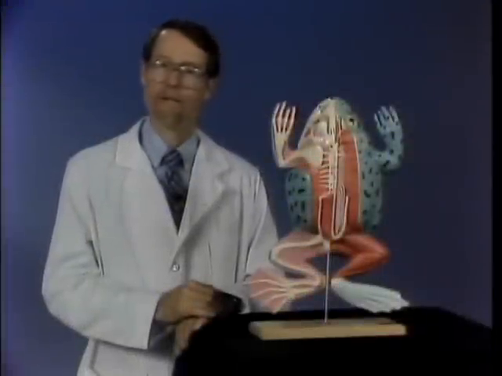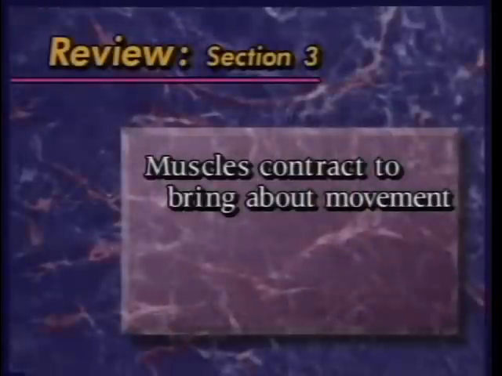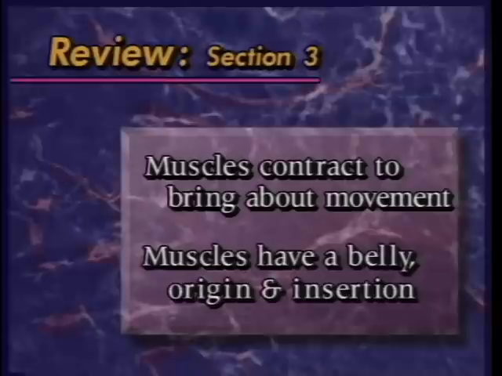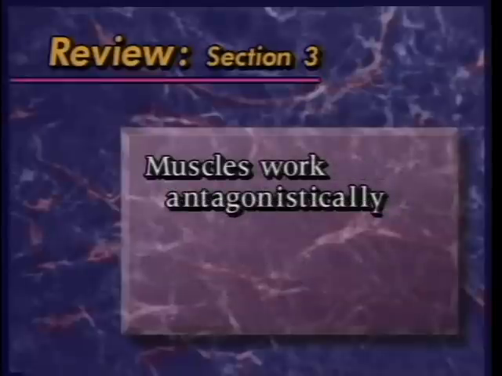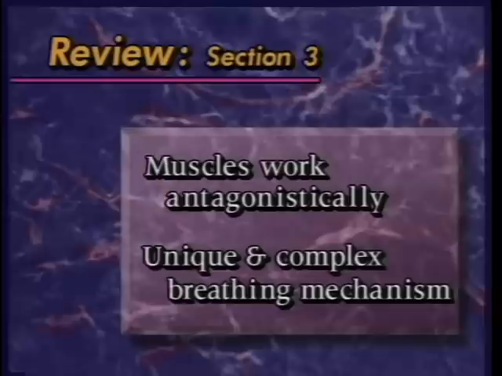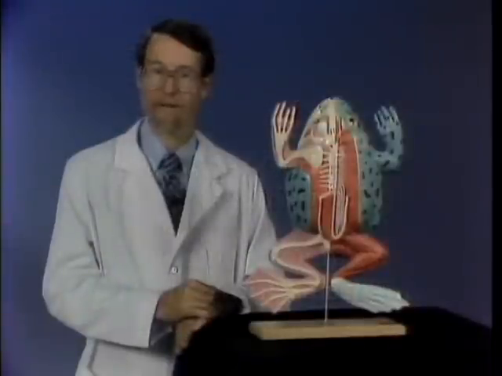Now let's review section 3. All muscles are much alike in that they contract to bring about movement. Most are easily defined and have a belly, origin, and insertion point. Muscles often work in opposition to each other, that is, antagonistically, in order that a limb can be moved in one direction and then return to its original position. The breathing mechanism is unique among the living amphibians and requires a much more complex series of movements than in other vertebrates.